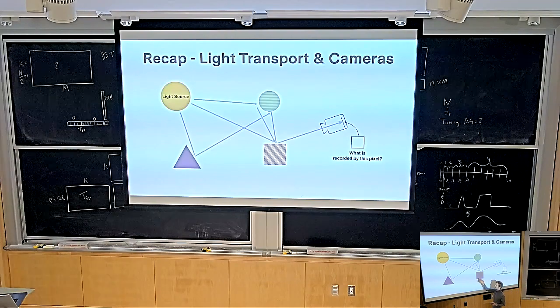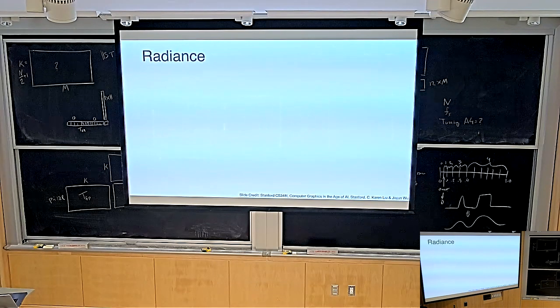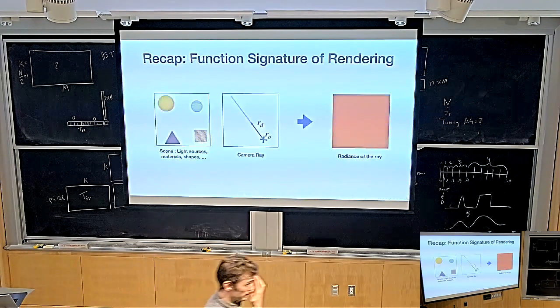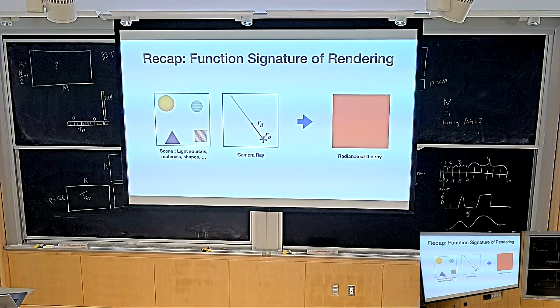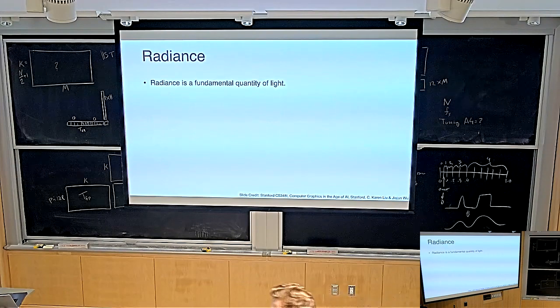So given light sources in the scene and 3D surfaces and their materials, how do we calculate how light bounces around the scene? And the key thing that we talked about was the function signature of rendering. Rendering is just a function that takes as input a 3D scene representation plus a ray parameterization, and then it tells you what color is observed by the ray. And we formalize the color of rays as radiance.